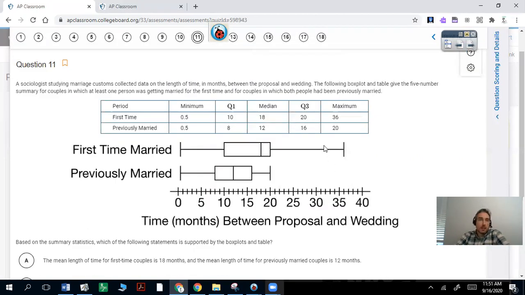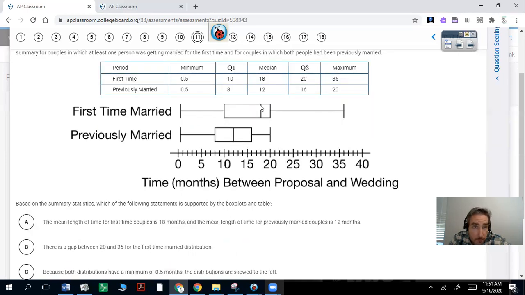We got data. A sociologist studying marriage customs collected data on the length of time in months between the proposal and wedding. The following box plot and table give the 5-number summary for couples in which at least one person was getting married for the first time and for couples in which both people had been previously married. So we have first time, previously married, minimum, quartile 1, median, quartile 3, maximum. So it doesn't have any means. But let's take a look.